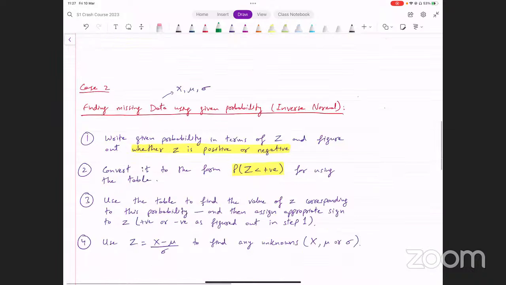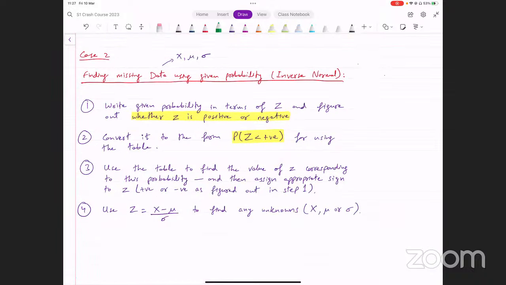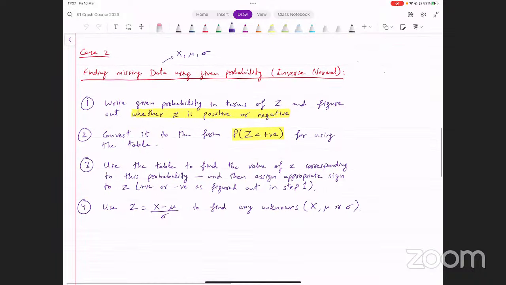So this is how this inverse normal works. You have to do these steps. The problem would be that you'll have a probability given, and you'll have something missing from the data. You might have x missing, or mu missing, or sigma missing. You'll have to find those values that are missing. Okay, you'll have to find those unknowns.